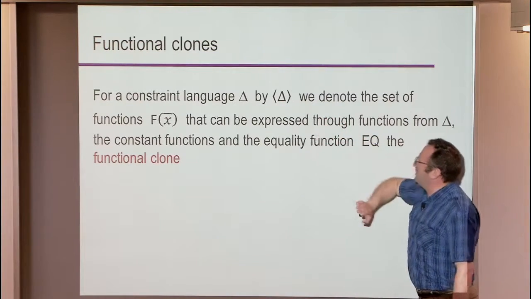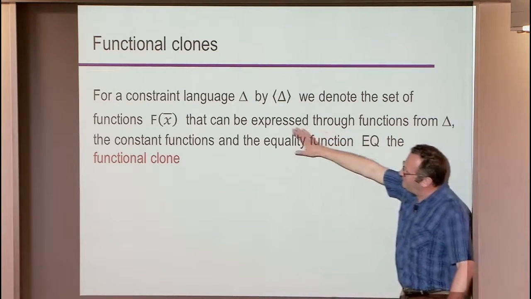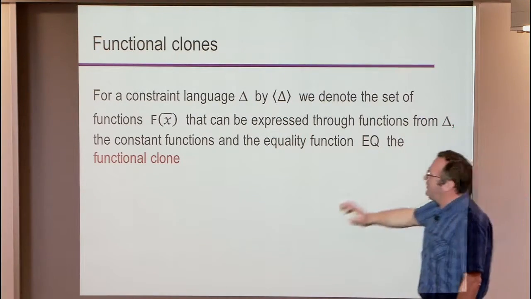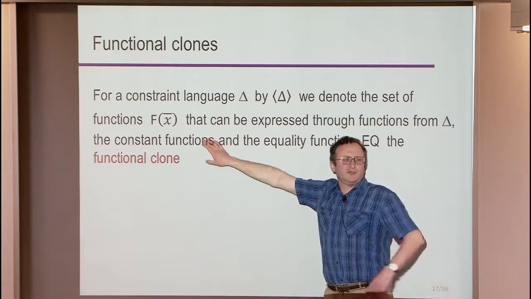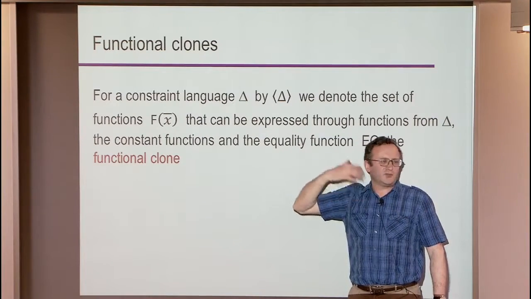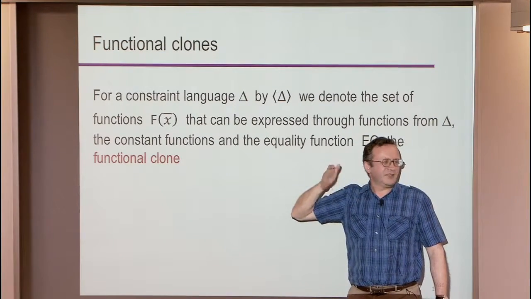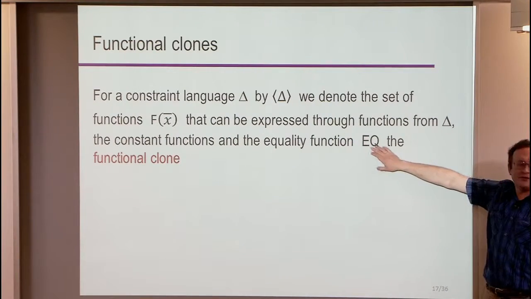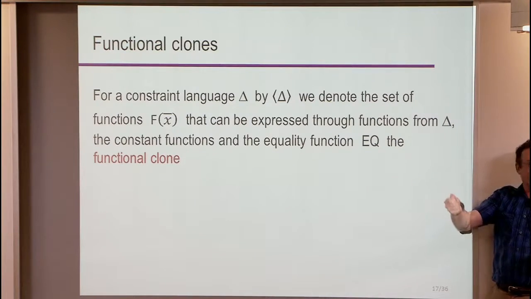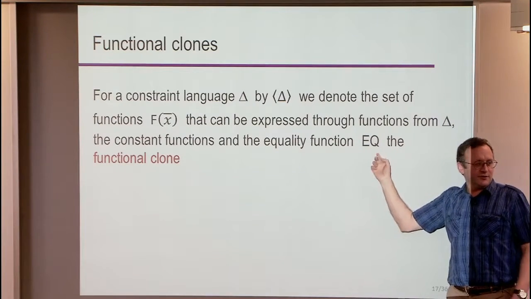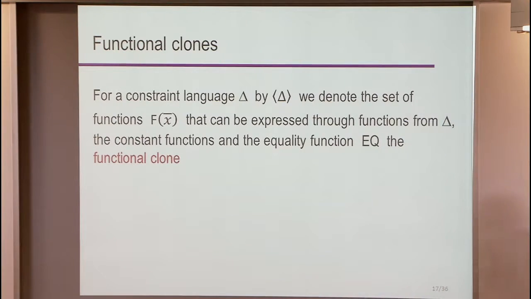So I call it a functional clone if the set includes all functions that can be expressed through functions from delta. Well, for convenience, I will also include all constant functions. We know that for computing partition functions, we can multiply by constants easily. It doesn't cause any problems. And again, for some technical reasons, I will always include this equality function. It's just equality. This is, by the way, what distinguishes CSPs from Holant. So these are kind of important here. Okay, so this is the functional clone.